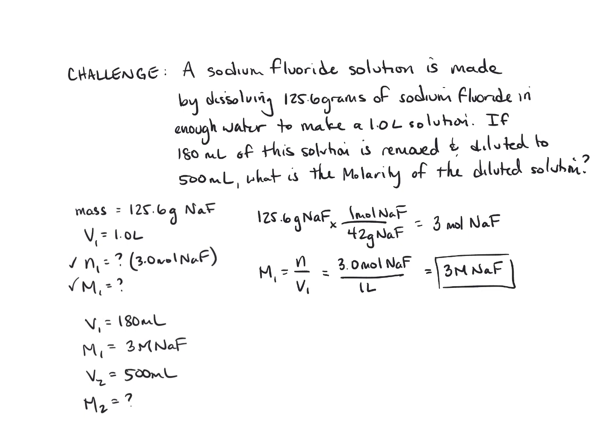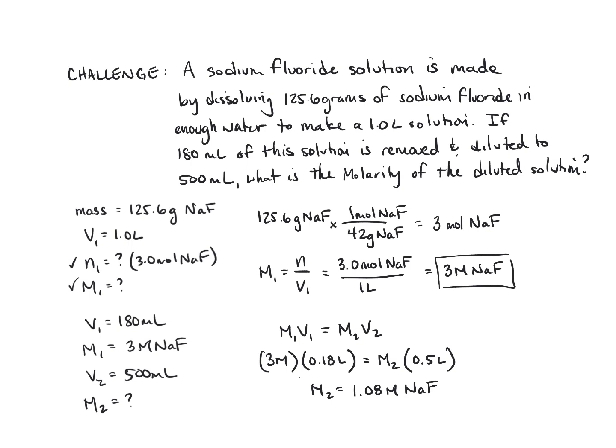So again, we can just use that equation, M1V1 equals M2V2. M1 is 3 molar. Our V1 is 0.18 liters. Our M2 we do not know, and our V2 is 500 or 0.5 liters. And our M2 is now equal to 3 times 0.18 divided by 0.5, and we get 1.08 molar NaF solution.